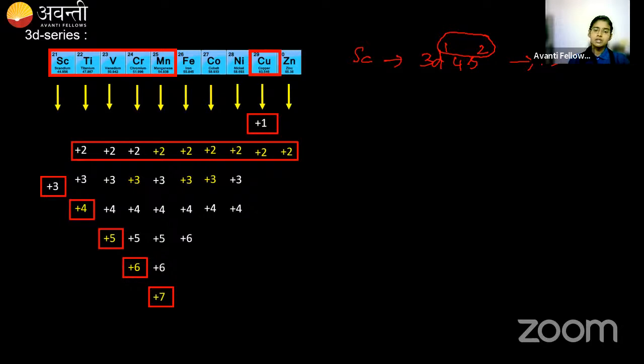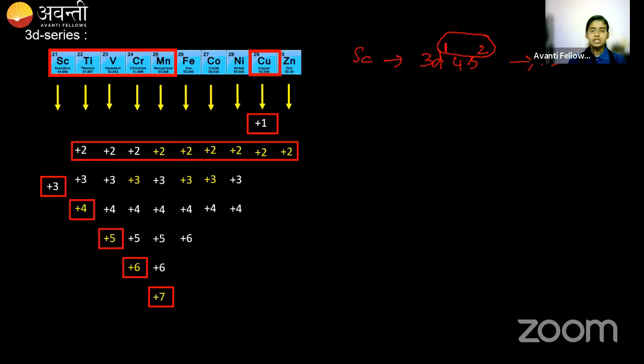Scandium will not show +2 because there would be only one electron left if the 2 electrons from the s orbital are lost. So the 3d1 configuration is not favorable. Instead of keeping that one electron, it will lose that electron also, and scandium will exist in the 3d0 configuration, which is more stable compared to 3d1. Got it, Jyoti? So scandium will not exist in +2, it will exist only in +3. Only +3 scandium compounds are more stable in nature. Got it? Yes.